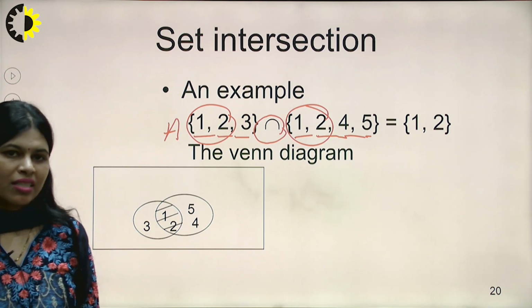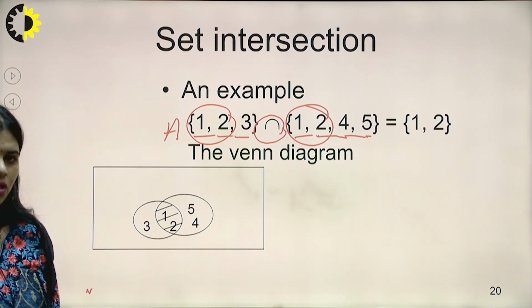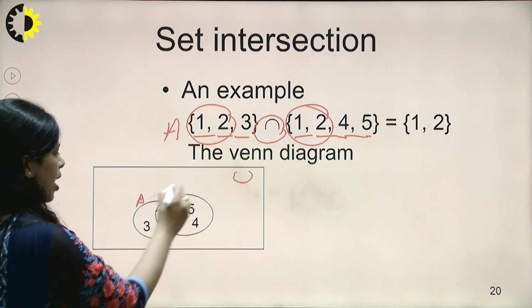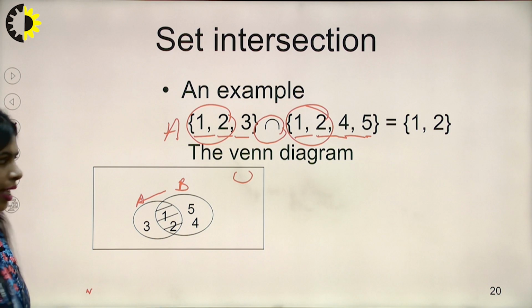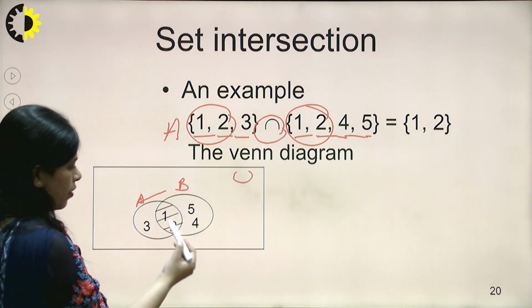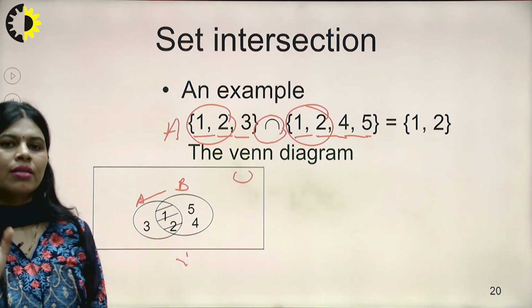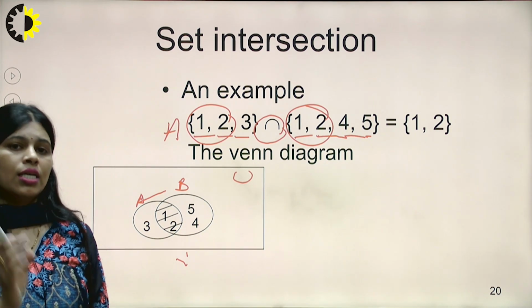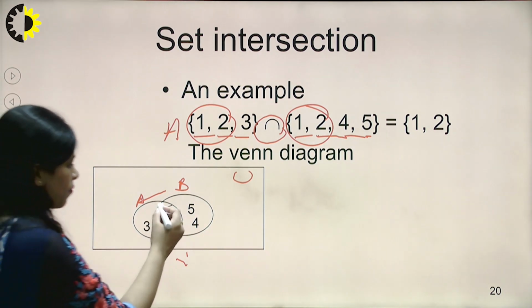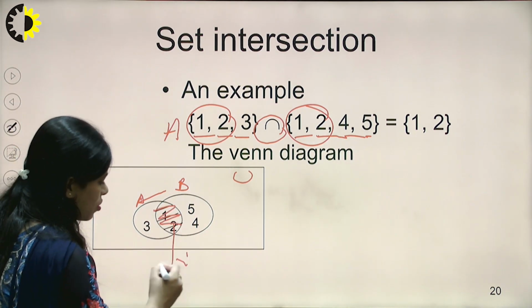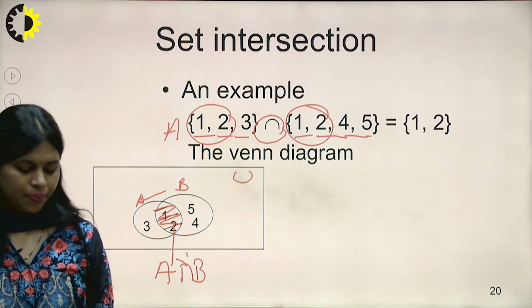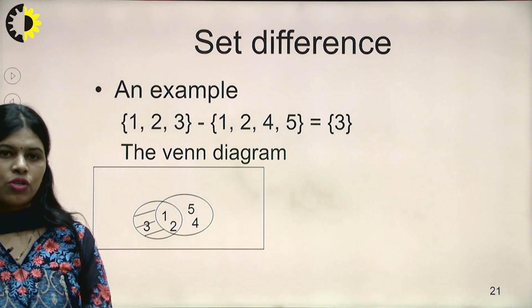We can consider this kind of operation in a Venn diagram also. This is the universal set, this is set A and this is set B. Set A contains 1, 2, 3 and B contains 1, 2, 4, 5. So 1, 2 are the elements present in A and also in B. We take only the common elements, which is called A intersection B. Clear?